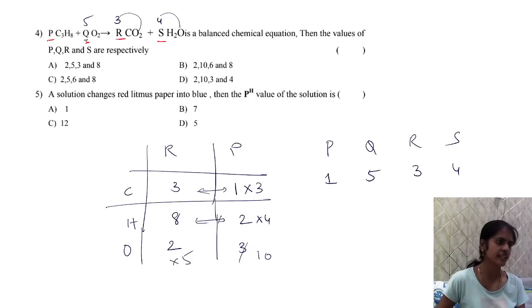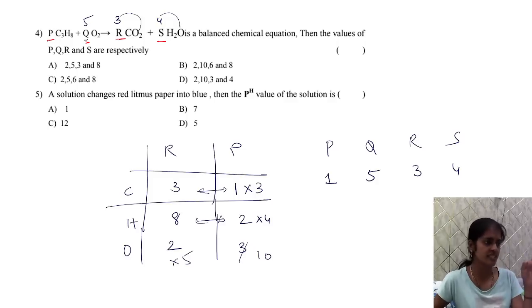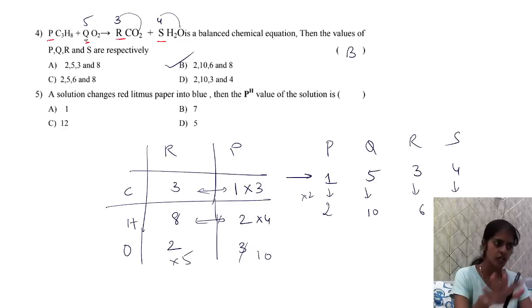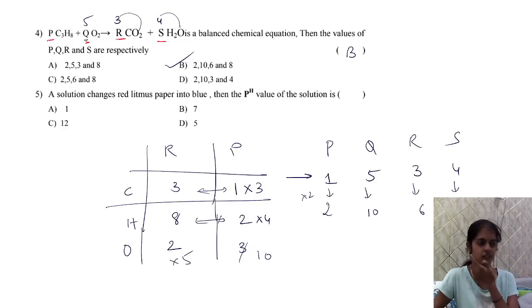But that option is not there in the options. So multiply everything by 2. 1 into 2 is 2, 5 into 2 is 10, 3 into 2 is 6, and this is 8. So in multiples of 2 you are getting the option. This is the balanced equation, and if I multiply by 2, this is the PQRS value I am getting.